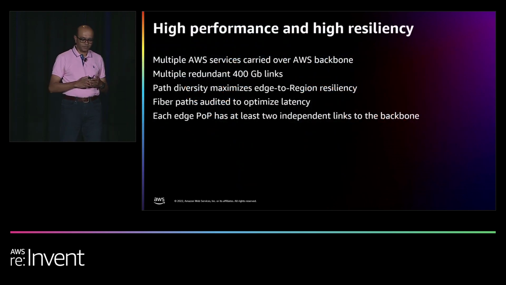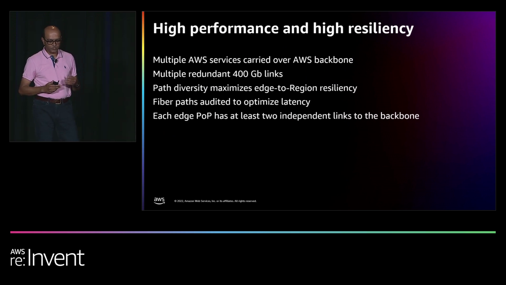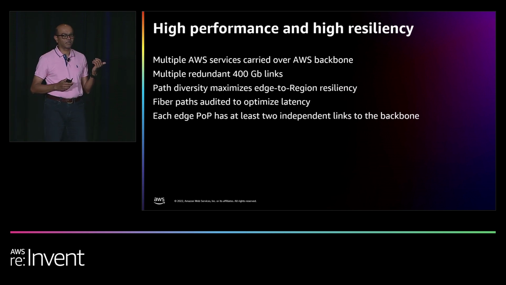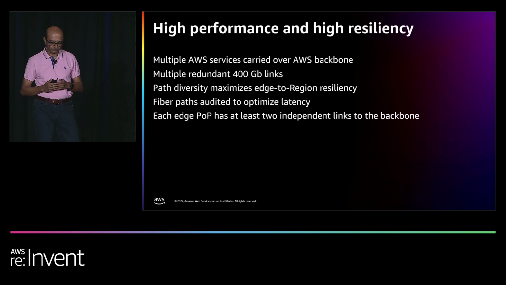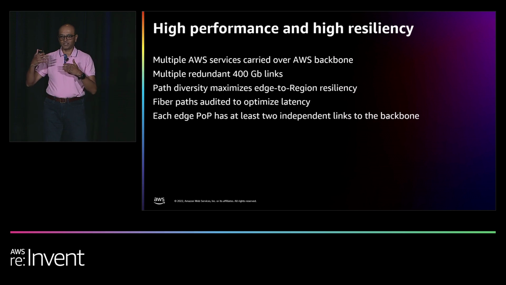Now let's start diving deeper. The AWS Global Network is a high bandwidth, congestion-free network that is used for inter-region traffic, CloudFront origin fetches, and also by Global Accelerator. The network is built with multiple redundant 400 gig links, with each edge POP having multiple links to the backbone, and each edge POP having multiple paths to the region.